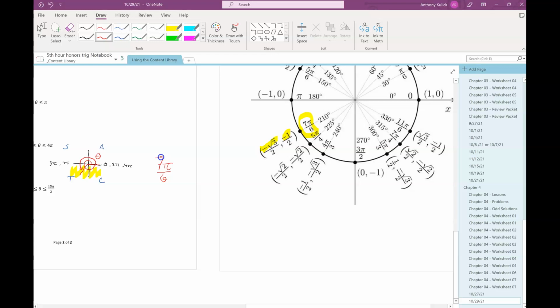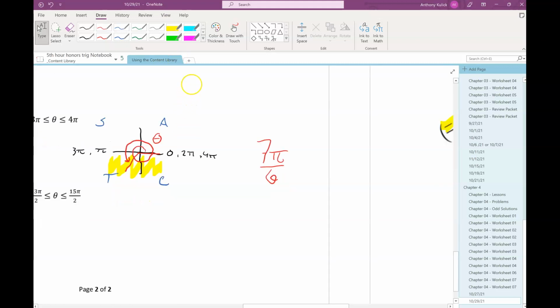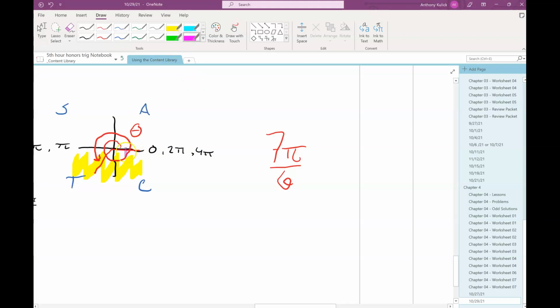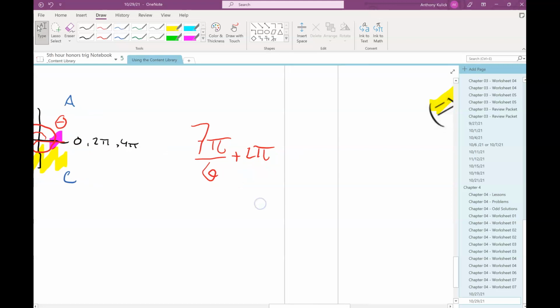But that's not our answer because that doesn't lie between 3 pi and 4 pi. I noticed that when I look at my picture here that I drew, I went around one full time before I have to go my 7 pi. So I'm just going to add 2 pi to that. When I make my common denominator, that becomes 12 pi over 6. So when I add my fractions, I have 19 pi over 6. Is that cool? Yeah. Thank you.